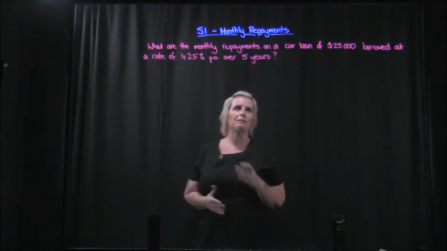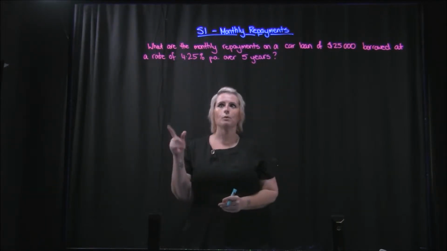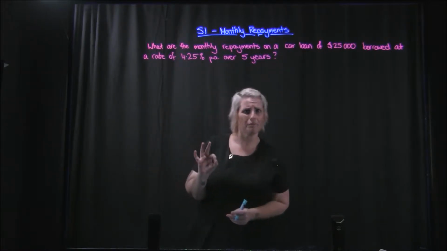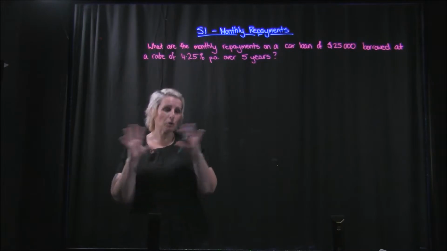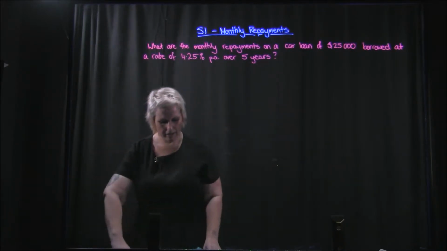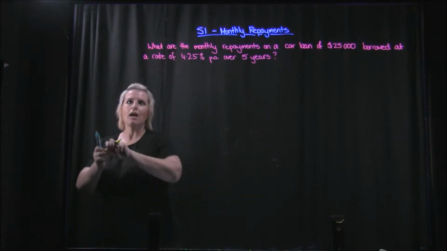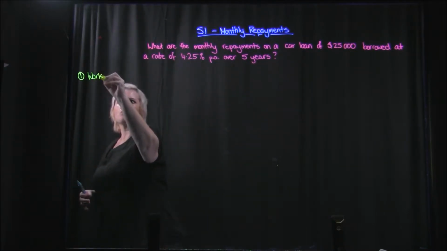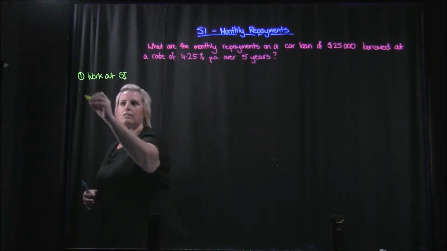So we're looking at the monthly repayments on a car loan of $25,000 that we borrowed at a rate of 4.25% per annum over 5 years. 4.25% is pretty good, by the way. So we're going to work this out with 3 steps. Now I'm just going to put them over here. Basically, the first thing we need to do is work out the interest, the simple interest.